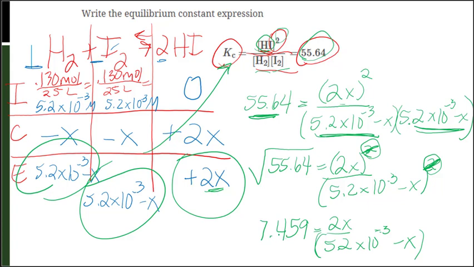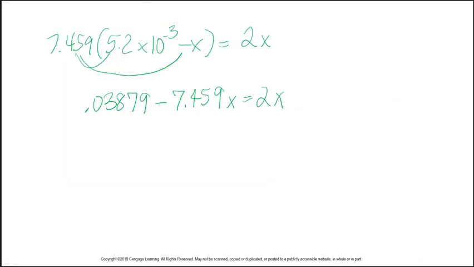So I'm going to need to distribute and multiply that times each other and 7.459 times x. All right, here I simplified it even more. I showed that I did the 7.459 times 5.2 times 10 to the negative 3 gave me this. And then I distributed that, so I got minus 7.459x is equal to 2x. Now let's add 7.459x to both sides.